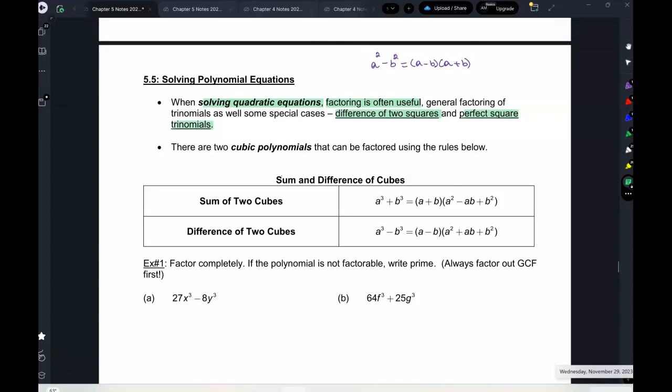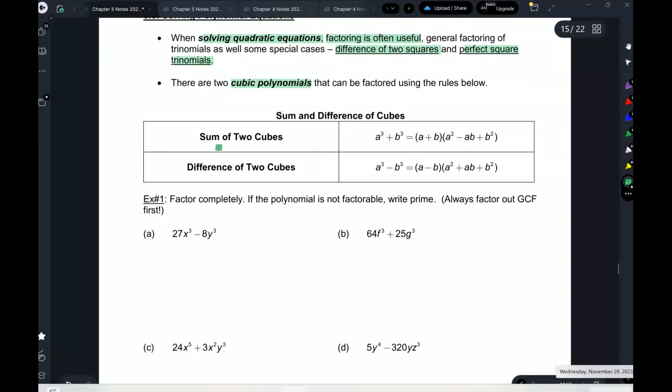Now, this is for quadratic functions. We use it for quadratic functions, but you can really use it for any difference of squares. There are some cubic polynomials that can also be factored using shortcuts or rules, and that is the sum of two cubes or the difference of two cubes.